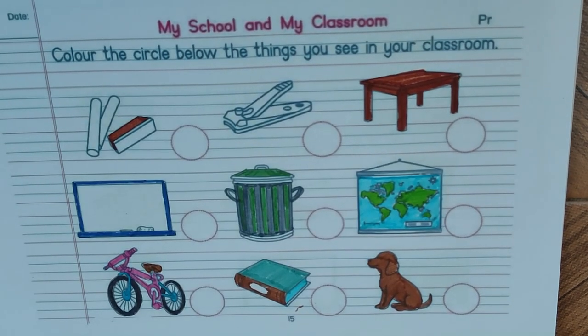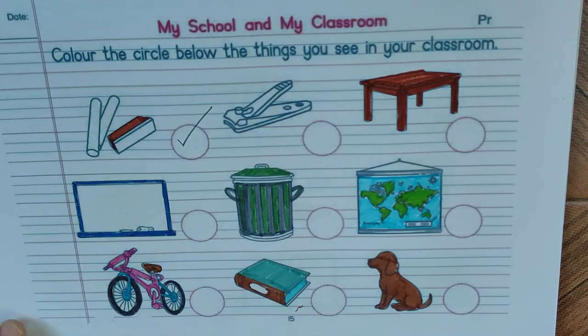Next thing is, color the circle below the things you see in your classroom. So now we have to recognize among these objects, which of these objects we see day to day in our classroom, and then we have to put a check in the circle beside it. For example, first is chalk and a duster. Yes, we see chalk and a duster. The teacher uses it to write on the whiteboard.